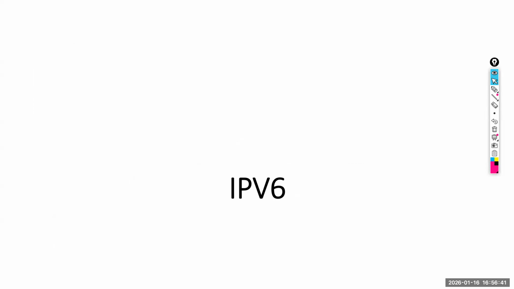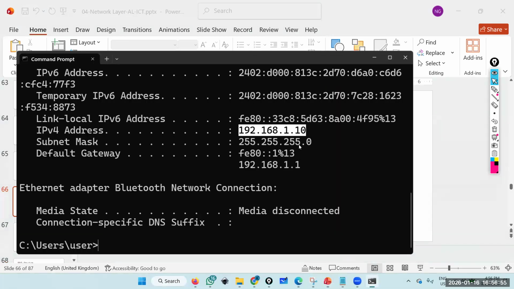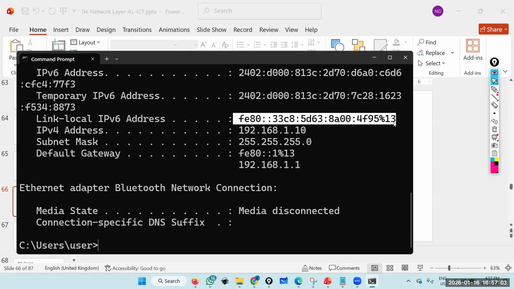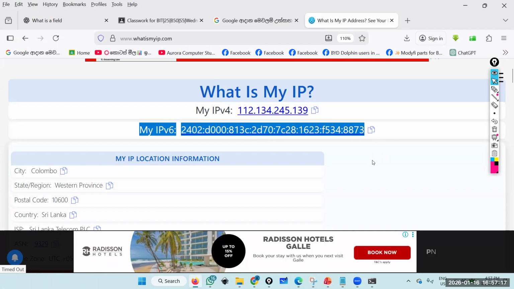Remember, so far what we have discussed is IPv4 and its routing, subnetting, port address translation, and so on. But now we are in a transition. So this is my local IPv4 address, and this is my IPv6 local IP address. That means even for local IP addresses, we have IPv6 now. And here, this is my IPv4 public IP address, and this is my IPv6 public IP address. So we now have IPv6 addresses also.